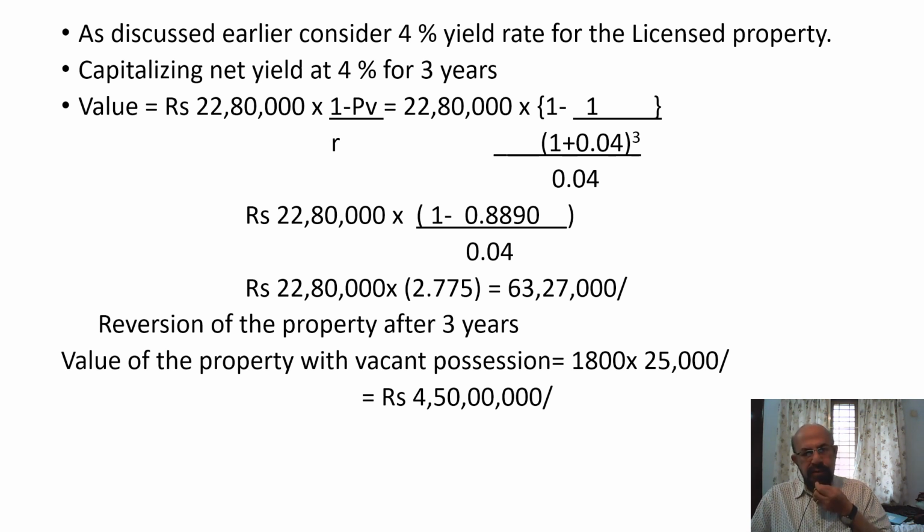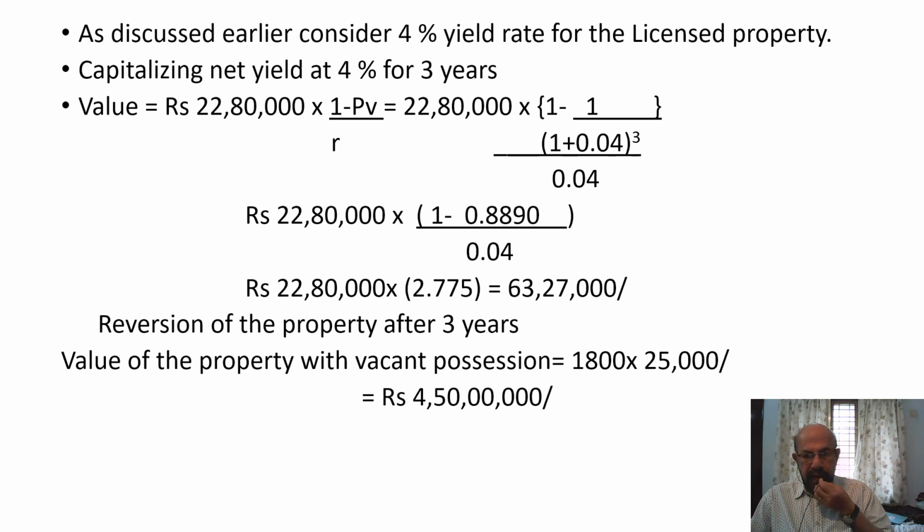Capitalizing net yield at 4% for 3 years, the value is equal to the net rental value rupees 22 lakhs 80,000 into the year's purchase in single rate, 1 minus V, V by R, is equal to 22 lakhs 80,000 into (1 minus 1 divided by (1 plus 0.04) the whole raised to 3) the whole divided by 0.04, which amounts to rupees 22 lakhs 80,000 into 2.775 is equal to 63 lakhs 27,000.